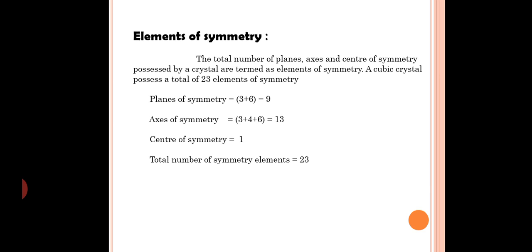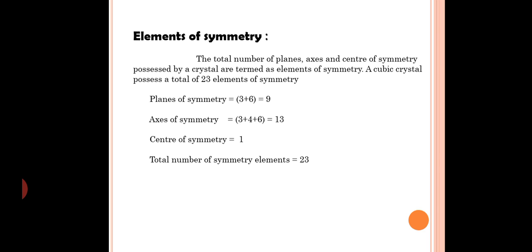Alright, now I told you 13, that was the axis of symmetry of NaCl. Listen carefully. 13 was the axis of symmetry for NaCl. Now it is the total number I am talking about. So total number, how do you find it out? Total number you find out from the plane of symmetry, from the axis of symmetry, and from the center of symmetry, we can say that.